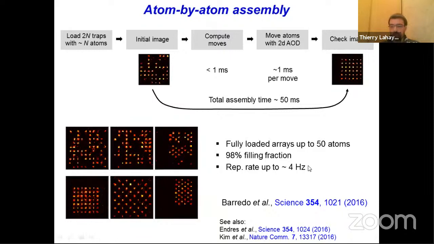And so when we demonstrated this 4 years ago, we were able to reach arrays with about 50 atoms. The typical filling fraction is in excess of 98%. And still the process is relatively fast. You have a rep rate of about 4 Hertz, which is of course very nice when you want to acquire statistics and so on. This is much faster than what you do with quantum gases, for example. And of course, at the same time, at Harvard and also in Korea, there were demonstrations of the same approach with slightly different technical means, but basically the same atom by atom assembly.